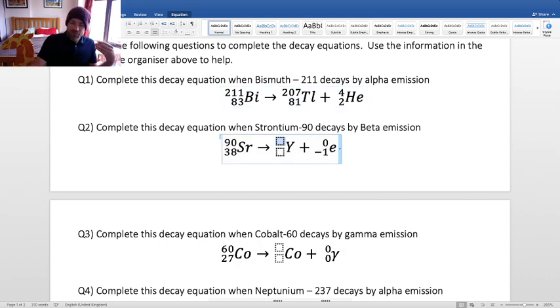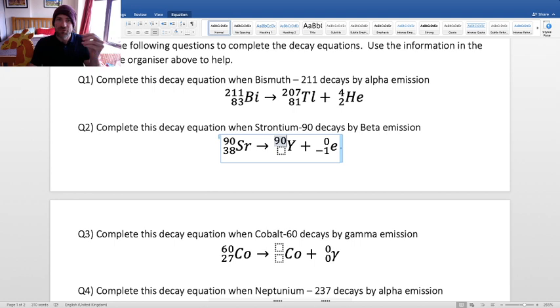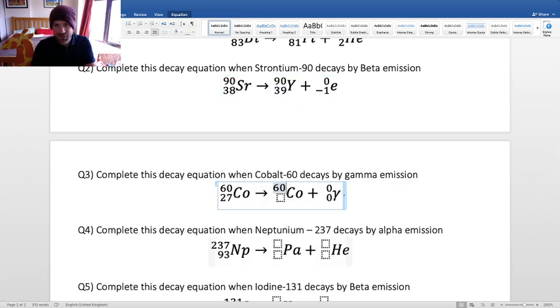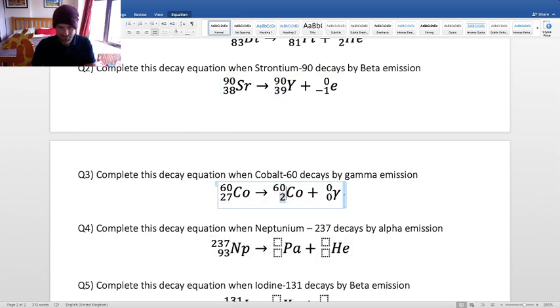Strontium for beta, remember the top number does not change. The relative mass stays the same. It's the atomic number that goes up by 1. So that's to 39. Gamma. Does anything happen? No. So this stays at 60, 27.